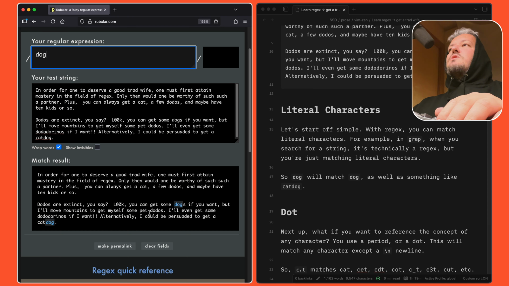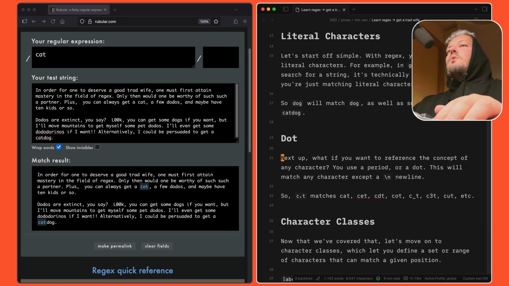For example, Vim uses something slightly different, but today we're going to cover a more general regex, which is going to apply to pretty much anything. So if you're searching for dog, as you see here, it matches the dog here and the dog in cat dog. If we search for cat, it will match the cat here and also the cat in cat dog.